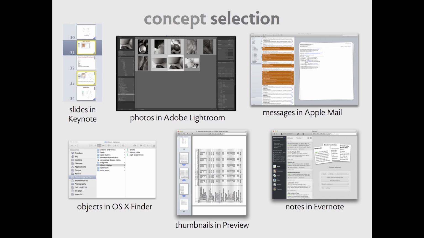Similarly, in Adobe Lightroom, I have thumbnails of my photographs, and I can do the same thing. I can apply lightening operations and other kinds of things to all the photos that are selected. In Apple Mail, most mail clients, you can select a subset of messages and do things to them. In Evernote, you can select the notes. In Preview, you can actually manipulate the pages by selecting thumbnails. And in the OS X Finder, you can select files and folders and so on. Now, you might think, well, this is completely trivial, but it turns out to be really interesting. Let me just point out a couple of subtleties.